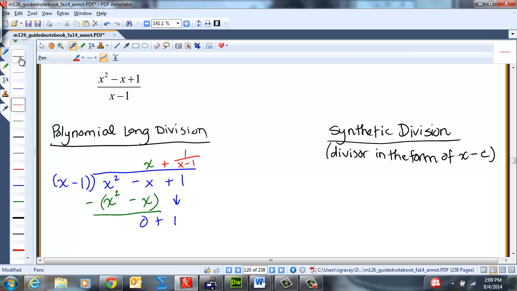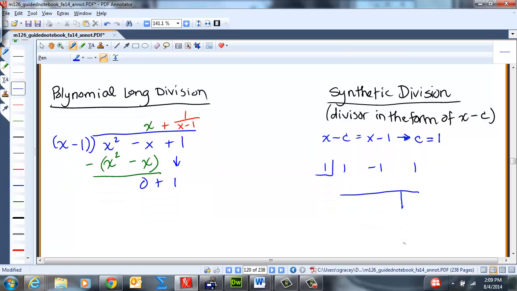Now, using synthetic division, so x minus c, so we have x minus 1. So that means c is equal to 1. If there had been a plus sign there, c would have been a negative number. So you put the 1 in the box, and then you just put the coefficients of the terms in. So it'd be 1, negative 1, and 1. Leave space for another row, and then what goes in that right box there will be the remainder.